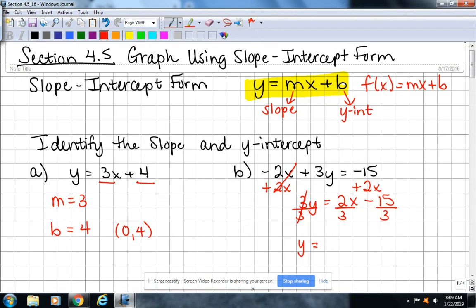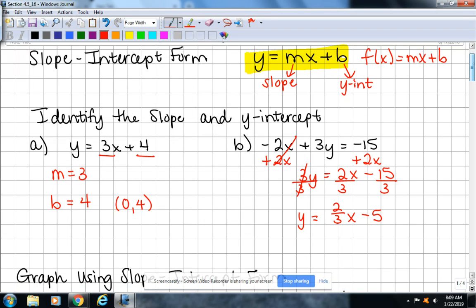So what is 2 over 3 x? That just stays 2/3 x, right? And what is negative 15 divided by 3? Minus 5. So any questions about how we got y equals 2/3 x minus 5 for slope-intercept form? All right, we did all that so we could pick out the m and the b.